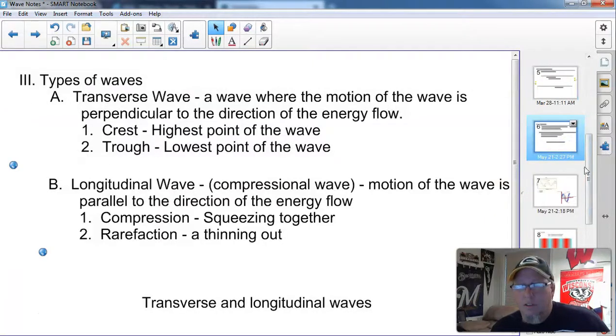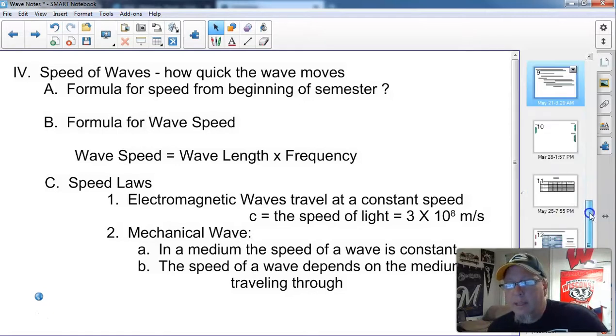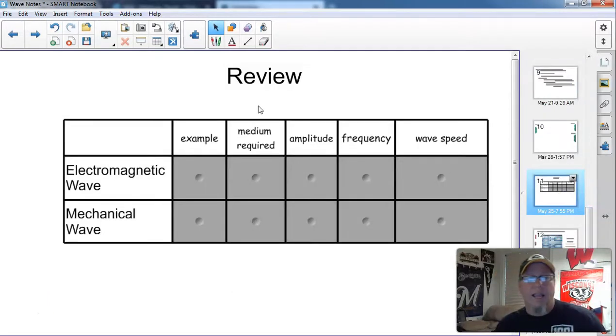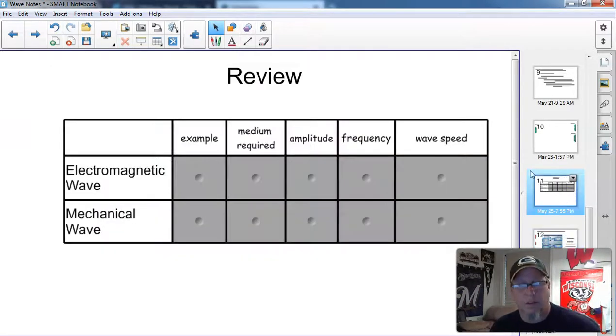What a transverse and longitudinal wave are. And then the last thing we did was we talked about the speed of a wave. So today, what I'm looking to get into is review a little bit and maybe help you understand how those terms apply to the two categories, electromagnetic and mechanical. And then also, we're just going to talk about wave interactions, like how one wave interacts with another wave.